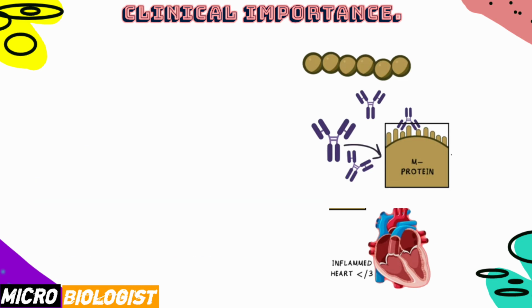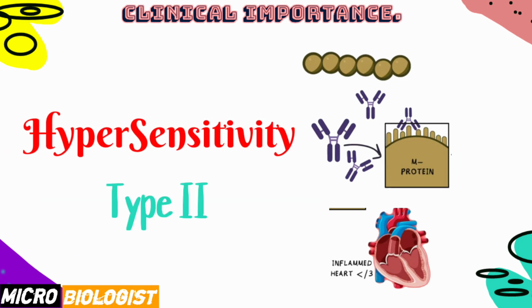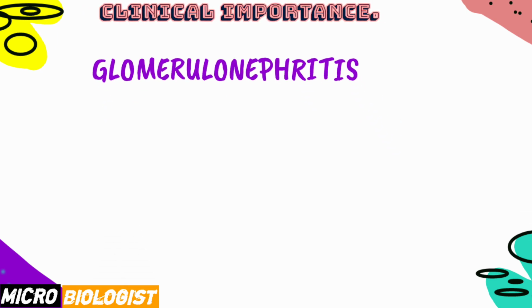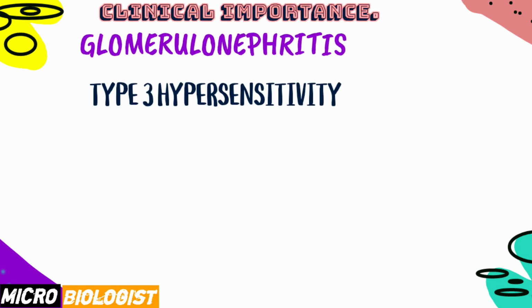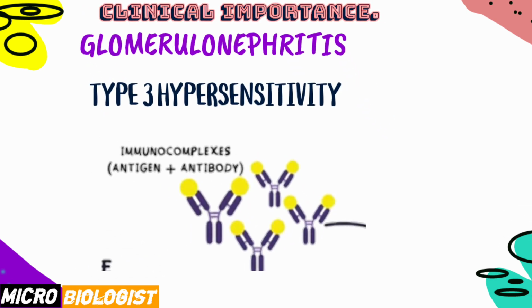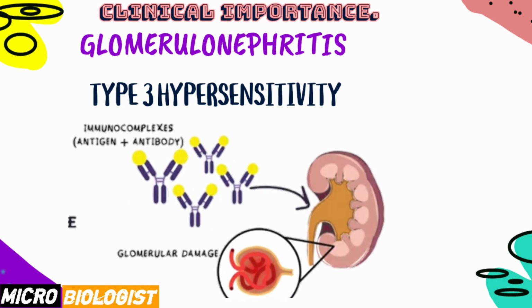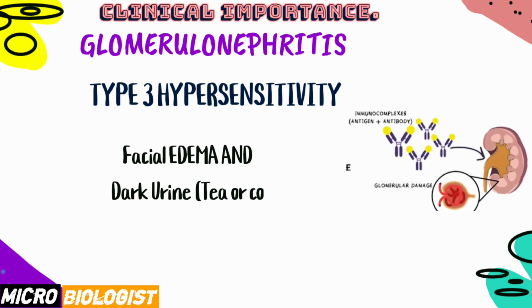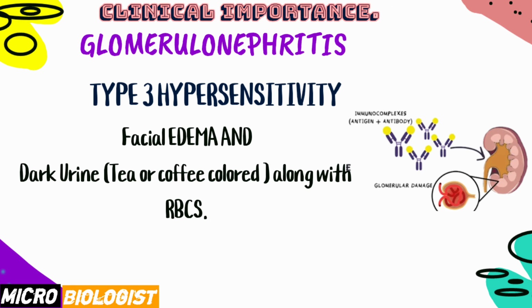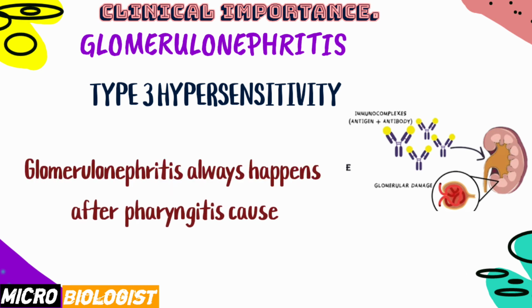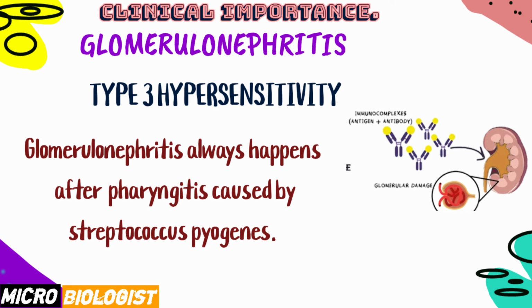Antibodies attacking the heart directly is type II hypersensitivity. Glomerulonephritis, on the other hand, is type III hypersensitivity, which results in immune complexes that lead to glomerular damage. Clinically, patients will face edema and dark-colored urine, which is tea- and cola-colored, and RBCs in the urine. Glomerulonephritis always happens after pharyngitis caused by Streptococcus pyogenes.